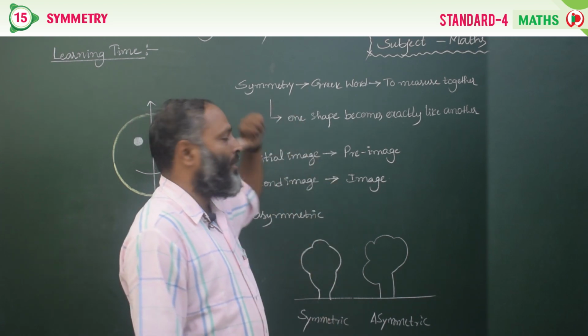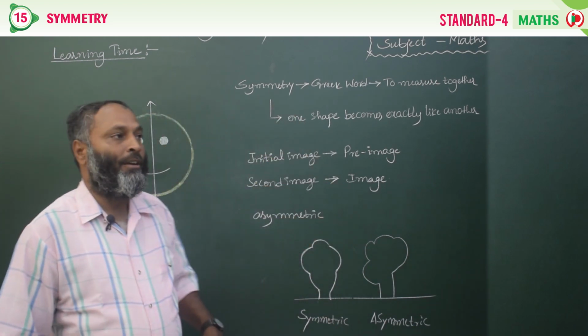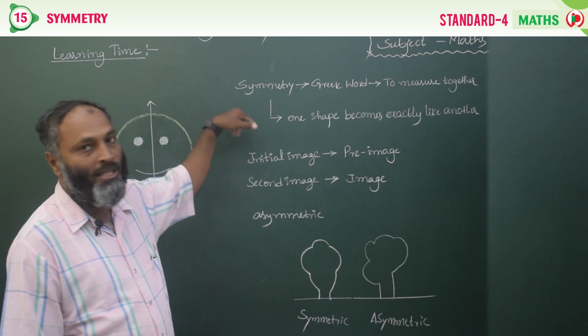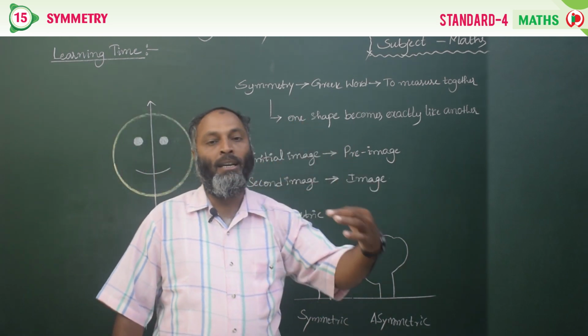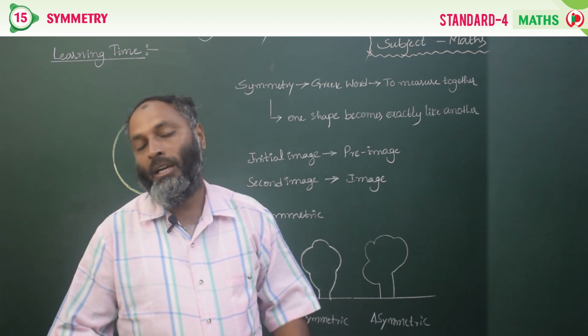So this is about symmetry. And now the mathematical definition. Mathematically, what is symmetry? One shape becomes exactly like another, meaning two identical shapes.